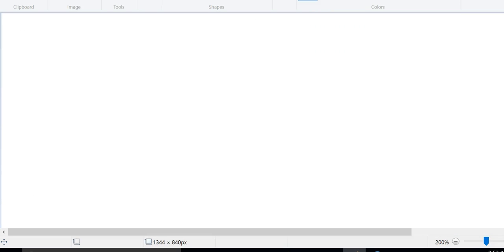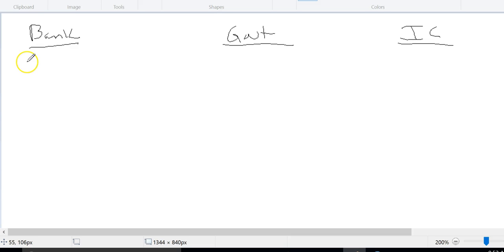I'm going to make a new sheet over here because we're going to start capturing rates. Okay, so up here we have bank, here we have government, and here we have investment company. I'm just going to put IC. Okay, so the first bank product that we're going to be looking at is your typical savings.